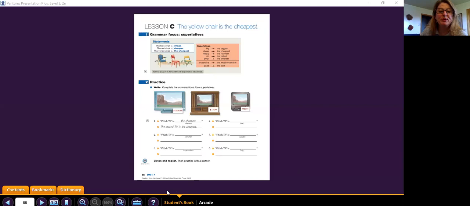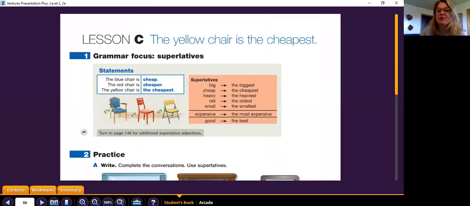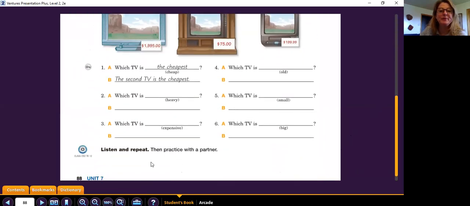This is Unit 7, Lesson C. I'm going to share my screen with you, and you can open your books and turn to page 88. Let me make this bigger here for you. Page 88. Okay. Unit 7.